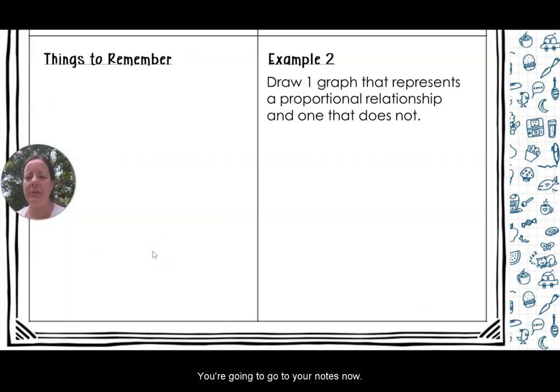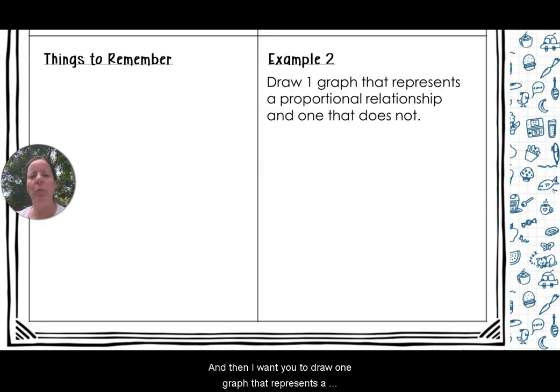You're going to go to your notes now, jot down anything that you might need to help you remember how to do this, how to determine if a graph is proportional or not proportional. And then I want you to draw one graph that represents a proportional relationship and one that does not. So for example 2, you're going to actually draw 2 different graphs, one that's proportional and the other one that's not.